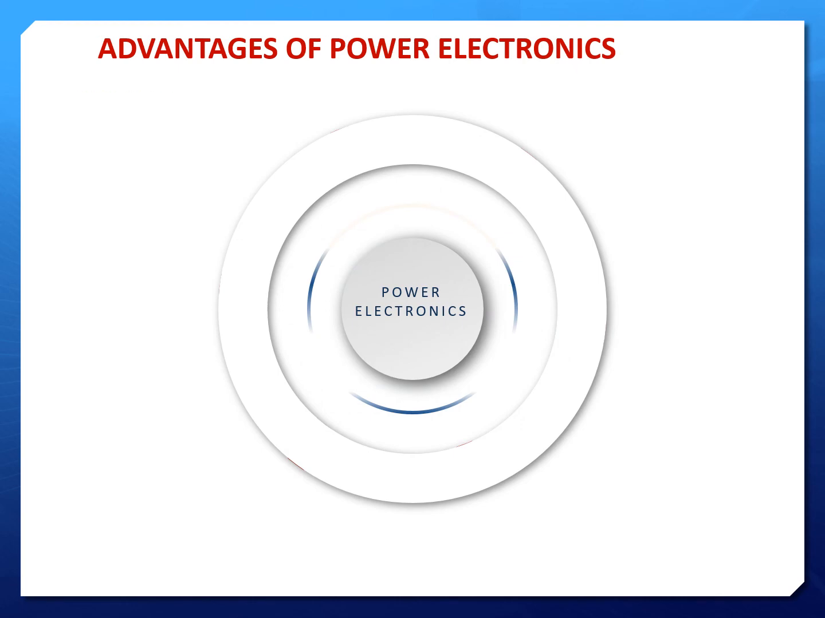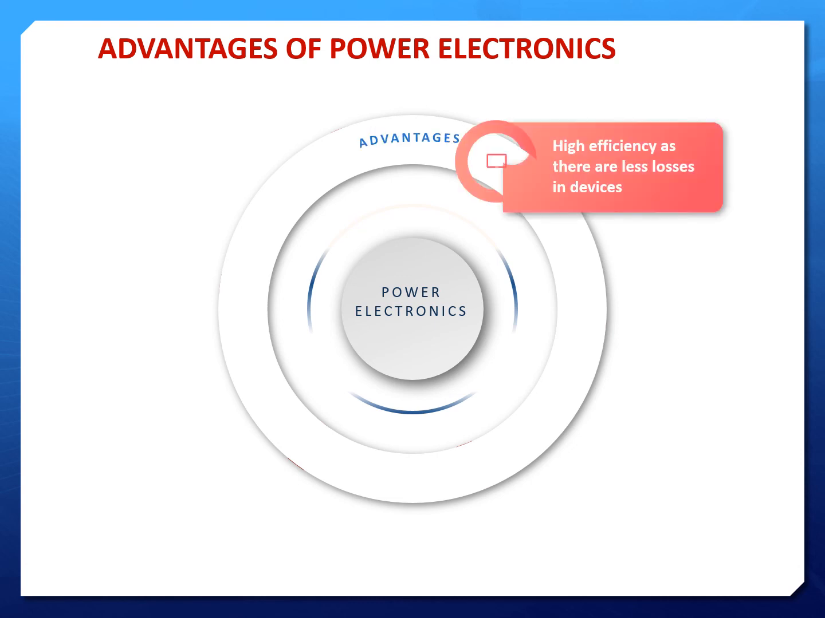And we'll see some of the advantages of power electronics, as well as the disadvantages. First one is high efficiency, as there are less losses in the device. Except switching losses, there are no rotating parts, only the device. When the device turns on and turns off at an instant, we call that switching losses only. Switching losses are very low, that's why efficiency will be high.